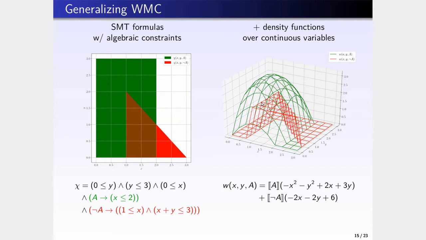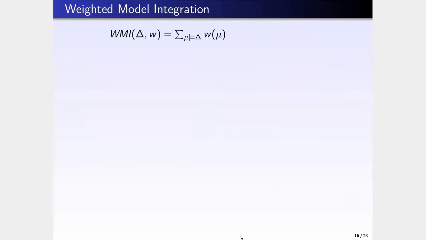polynomial in red here. And yeah, so let me define weighted model integration. Weighted model integration is a generalization of weighted model counting. Again, we are summing over all the possible worlds. W here is the unnormalized probability mass of each possible world. Now, this time, we also need to integrate the continuous variables out, right? We need to integrate these densities in order to get the actual probability mass.